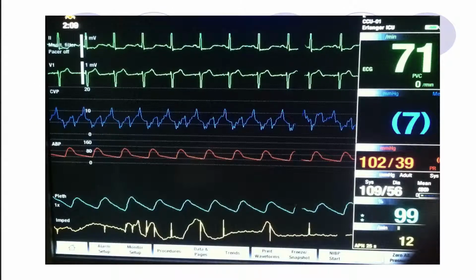So this is a tracing. This is out of CCU. It was a post-septic patient. As you can see on the CVP tracing there, if we follow from their P waves, their tallest peak is, of course, their A wave, but it's very peaked. So what would that tell you?